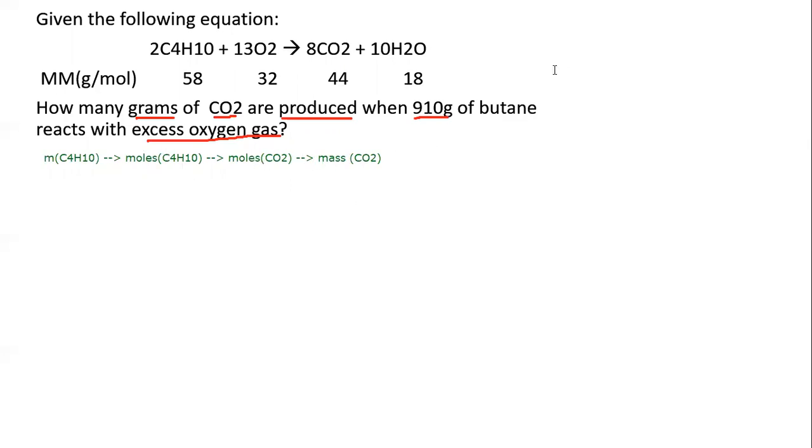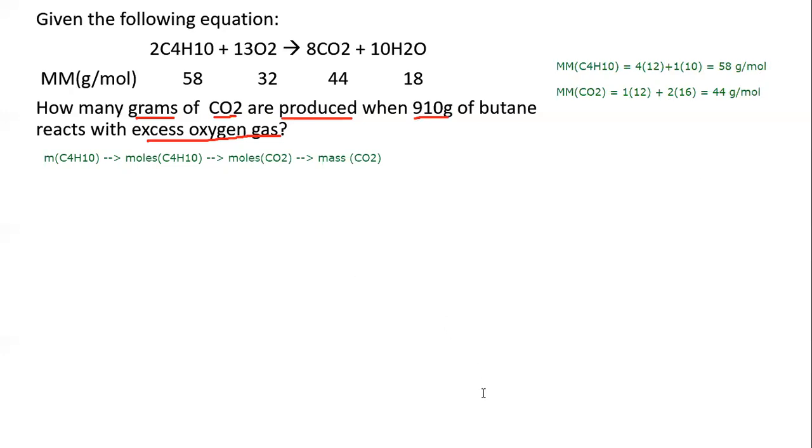We're going to be needing some molar masses, so I'll go ahead and get those. So molar mass of butane, 4 times 12 plus 1 times 10. And we're going to need the molar mass of CO2. One times 12 plus 2 times 16 would be 44 grams per mole.